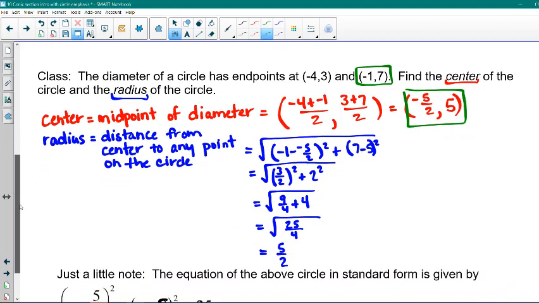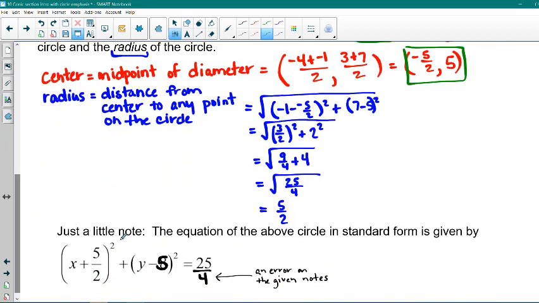Now I think it's interesting to notice, and please note that there was an error in your notes and you'll want to change this. This equation in standard form, and we'll talk more about standard form shortly, is given by x plus 5/2, quantity squared, plus y minus 5, quantity squared, equals 25/4. I want to point out where some pieces of information, here the center and here the radius, can be found in this equation. Notice 5 is the y value of our center, and y minus 5, quantity squared, is involved in our equation.